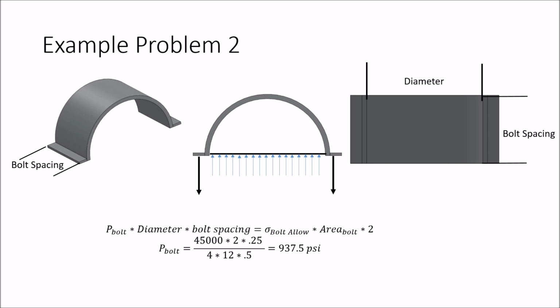Then the maximum pressure that this pressure vessel can take is going to be our wall pressure, because if we pass this value, it will burst.